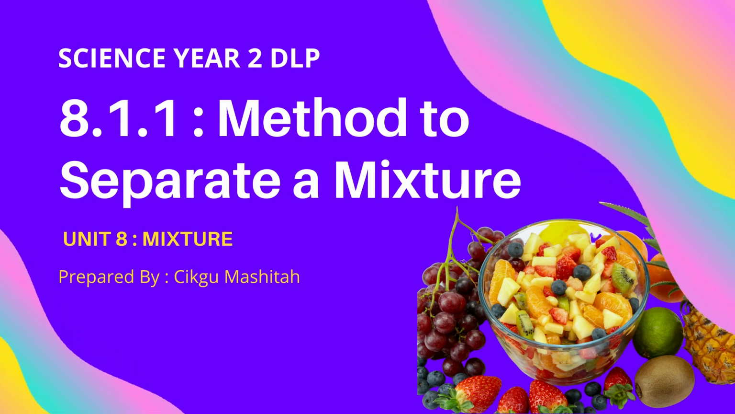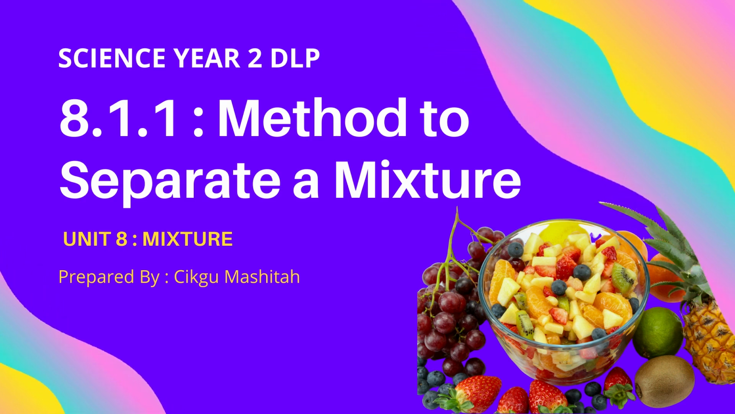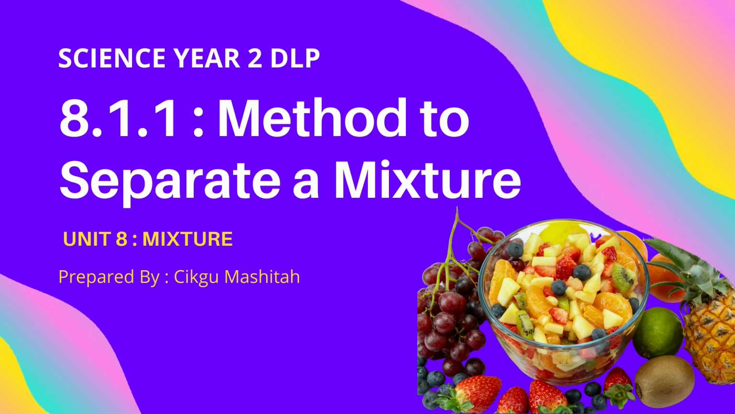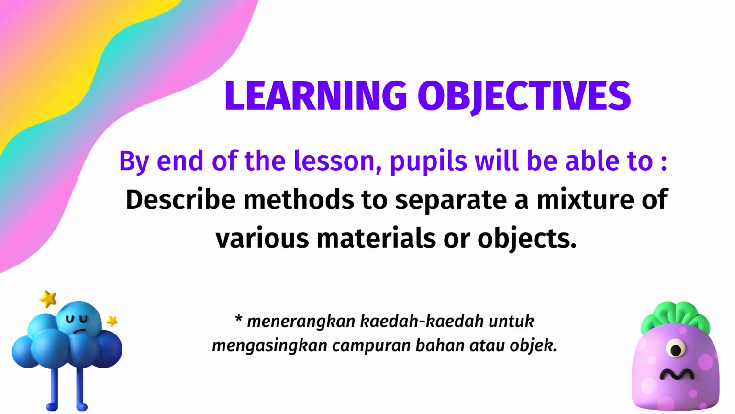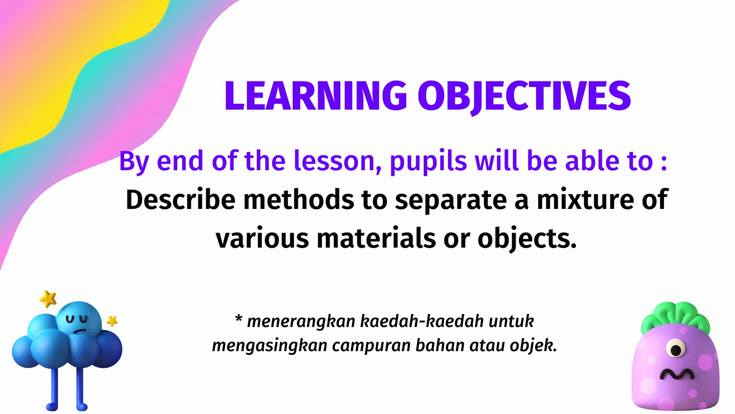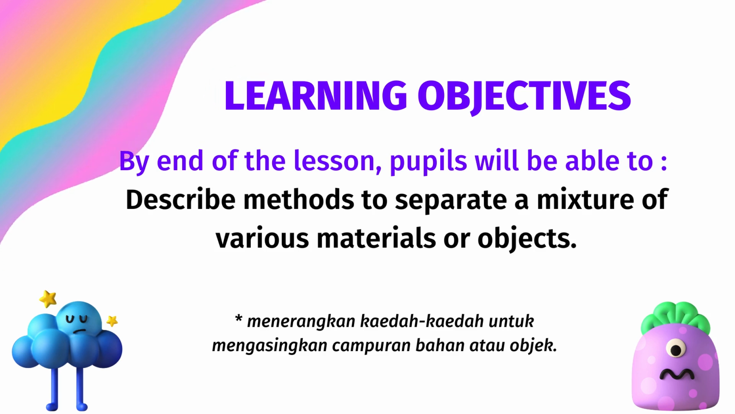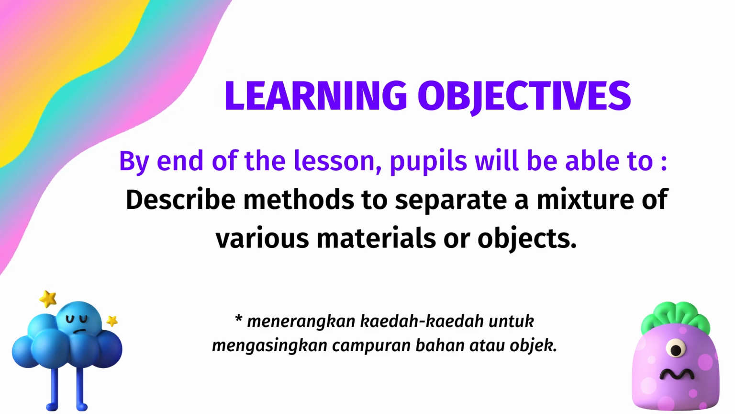We meet again in Science Year 2 on topic Mixture, 8.1.1 Method to separate a mixture. Learning objective today: by the end of the lesson, pupils will be able to describe methods to separate a mixture of various material or objects. Di akhir pembelajaran ini nanti, kamu dapat menerangkan kaedah-kaedah untuk mengasingkan sesuatu campuran bahan.